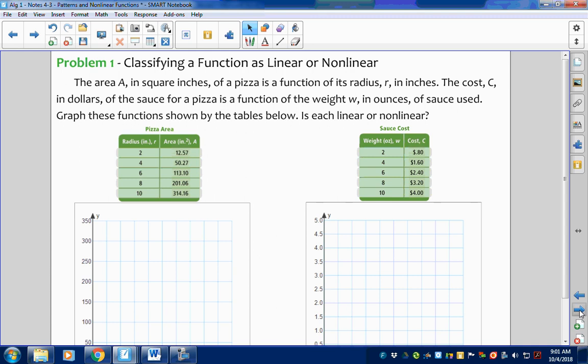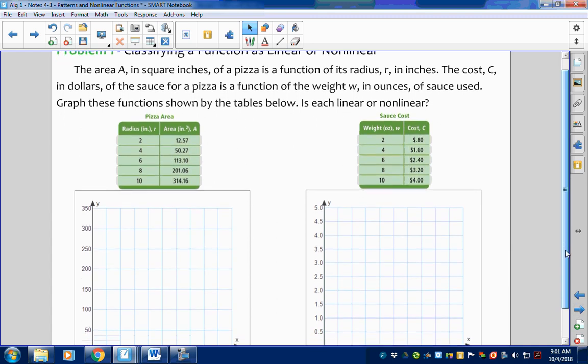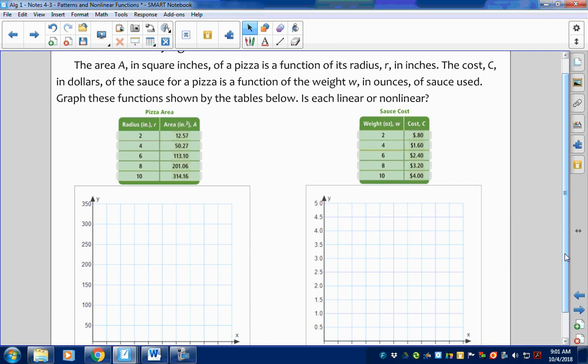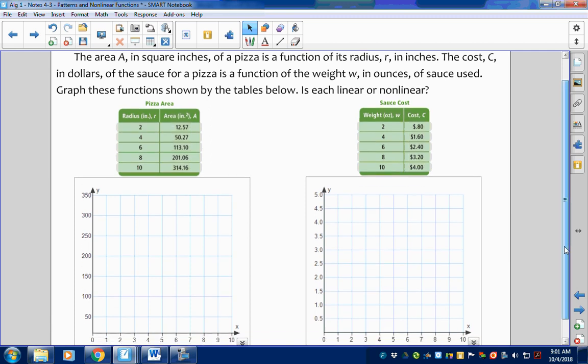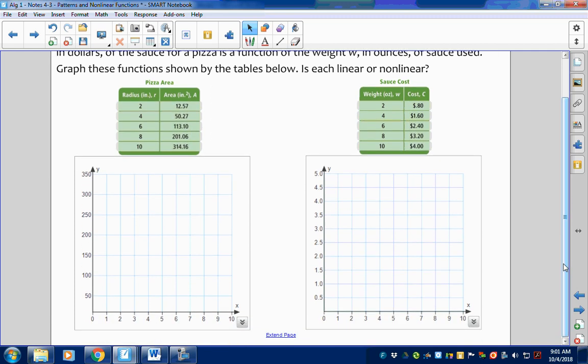So it says classifying a function as linear or nonlinear. We're going to classify it by just graphing it and seeing if the dots line up or not. The area in square inches of a pizza is a function of its radius r in inches. The cost, C in dollars, of the sauce over here is a function of the weight W in ounces of sauce used. Graph these functions shown by the tables below. Is each linear or nonlinear? So one of these will be nonlinear, one is linear.